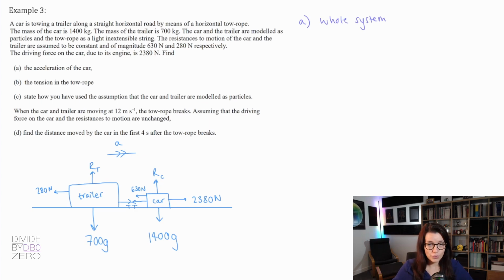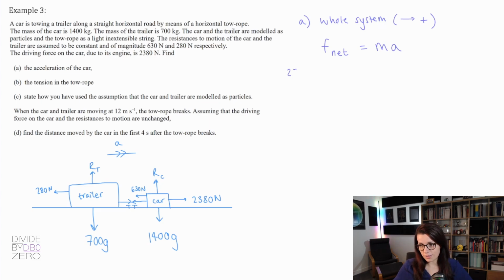So by that, I mean the trailer and the car together. And in my diagram, I'm going to treat going to the right as the positive direction to follow the direction of the acceleration. Now we have all of the forces on the diagram. So let's consider the net force for the whole system, which will be equal to ma due to Newton's second law of motion. I'm going to take any forces that are going to the right as positive.